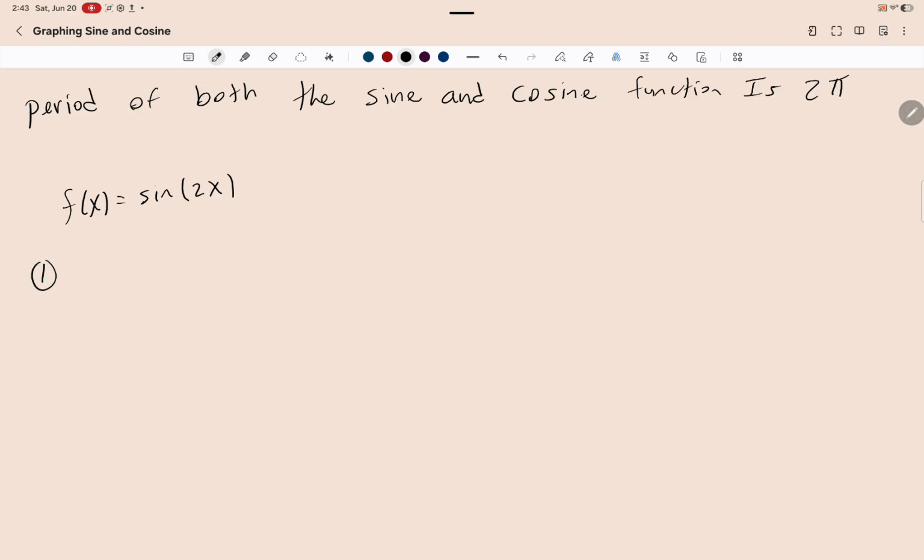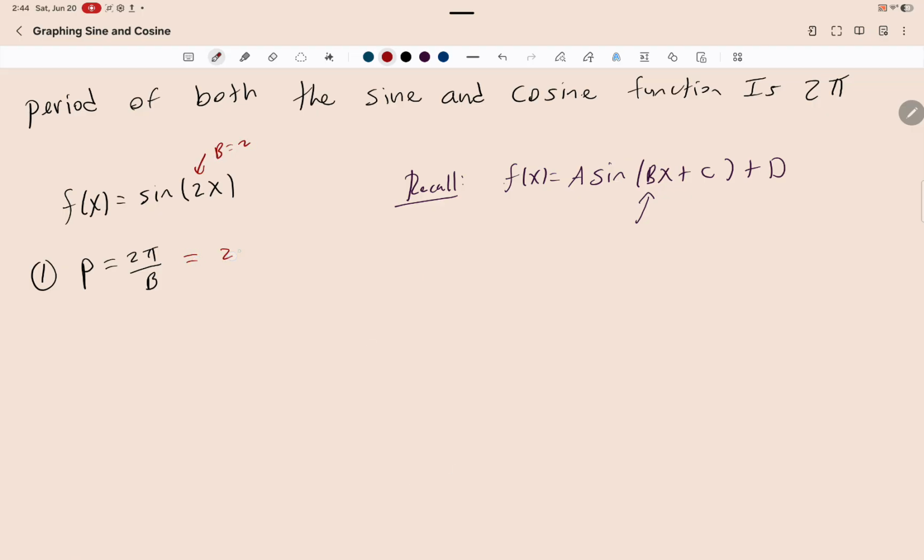Now, let's use that knowledge to graph something like sine of 2x. So the first step is this: the period equals 2 pi over b. From this more generalized version of the sine function, the b value is the coefficient of the x. In other words, the number in front of the x. So for our given problem, our b is equal to 2. So we just plug it into this formula here.